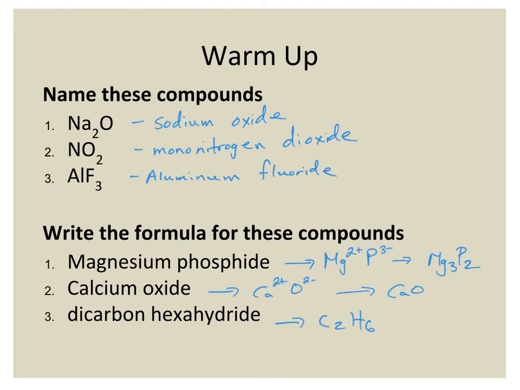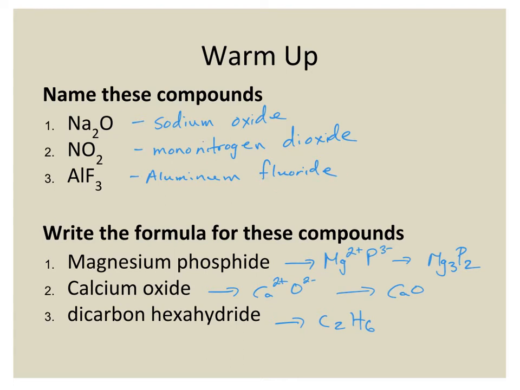For the third question, I have AlF3. This is ionic because aluminum is a metal and fluorine is a nonmetal. So I name the metal, aluminum. I name the nonmetal, fluorine, but then change the last three letters to IDE, so fluoride.